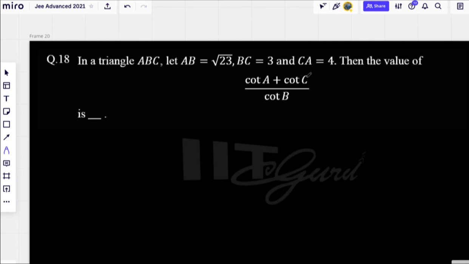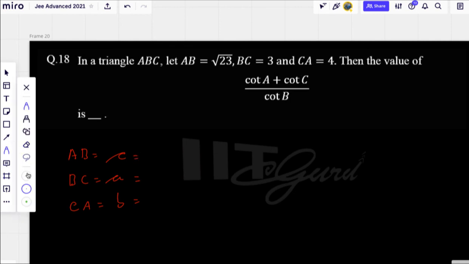AB, BC, CA, all things are given. So if you say AB, then this is, let's say, small c. When you say BC, then it will be small a. And when you say CA, this is small b, it is a tradition to write a, b and c. Let me change the color. So okay, c will be root over 23. Fine, it is given. So what about a? That is BC, that is 3, and b is 4.